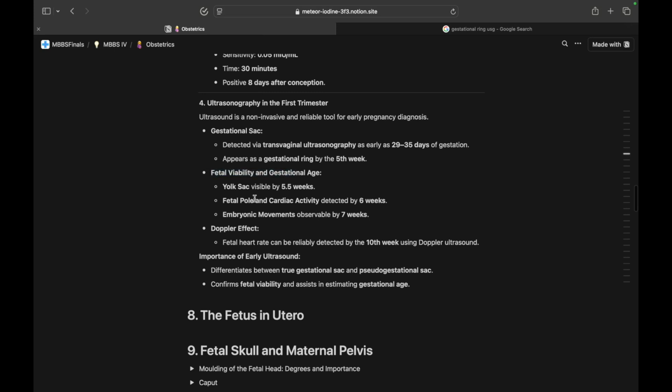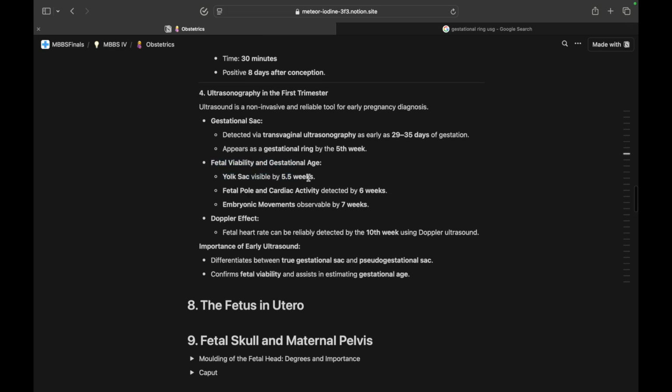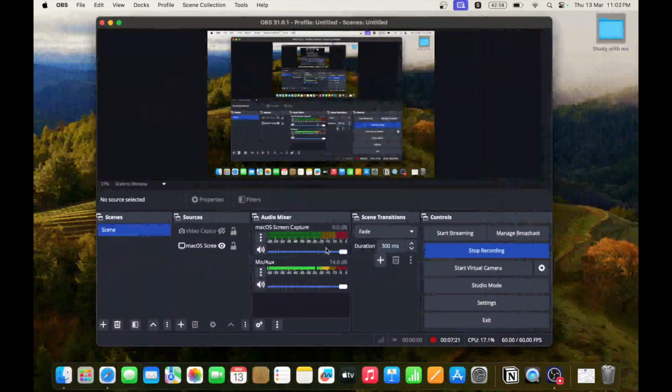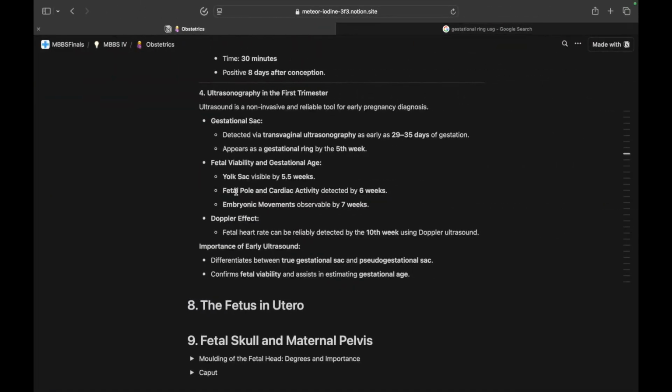Fetal viability and gestational age: yolk sac visible by 5.5 weeks. Fetal pole and cardiac activity detected by 6 weeks. Embryonic movements observable by the 7th week.